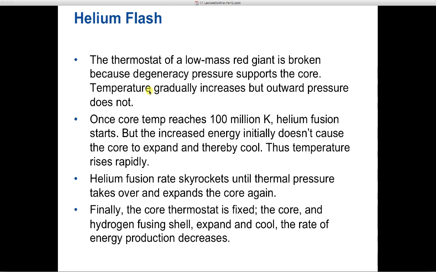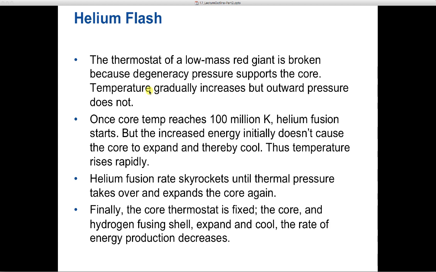The temperature would increase slowly if the core was able to expand while the temperature increased. But in this case, the temperature increases rapidly because it's almost like there's enough space, in a sense, for the temperature to increase, because degeneracy pressure is kind of supporting the outer surface of the core. So the energy can be produced, and the temperature can increase very rapidly. Eventually, the thermal pressure is enough to start pushing against gravity, and the core does start to expand. But the helium fusion process begins as a burst.